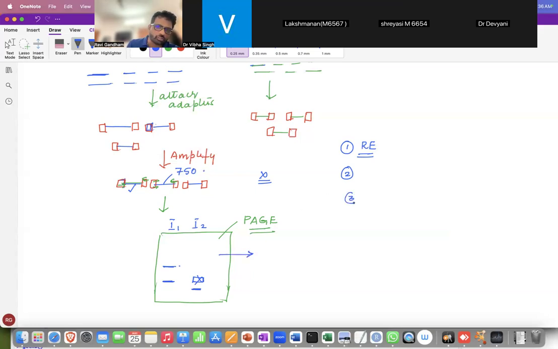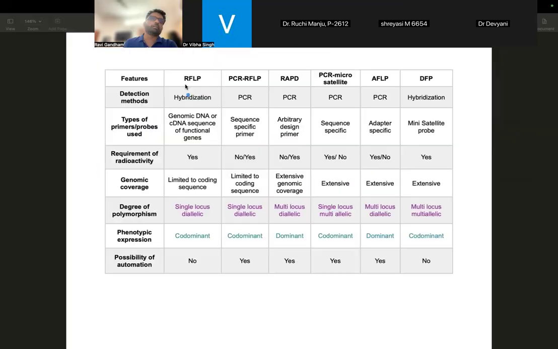And the third reason I told you, presence of minisatellite and microsatellite. And the fourth reason is the binding of the primers because of the random triplet that is present at the 3' end. See, RFLP, PCR-RFLP, yesterday we discussed. This is a hybridization technique, I told you, right? Because the probe is hybridized. And we have discussed the types of probes here, the cDNA probes, for the functional genes alone. And requirement of radioactivity, we said yes. And there's limited coverage because you're only targeting the genes here. There is a limited coverage of the genome. And yesterday we remembered this, you remember, right? We talked about this being single locus, diallelic, and this is codominant.